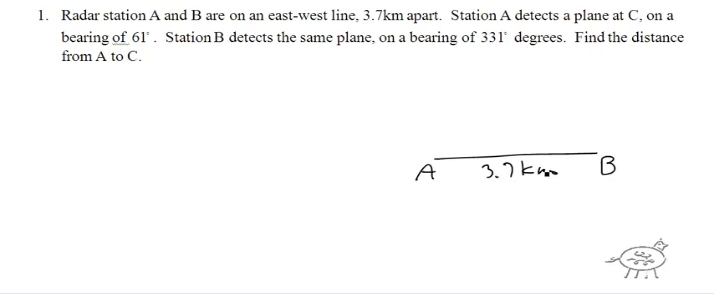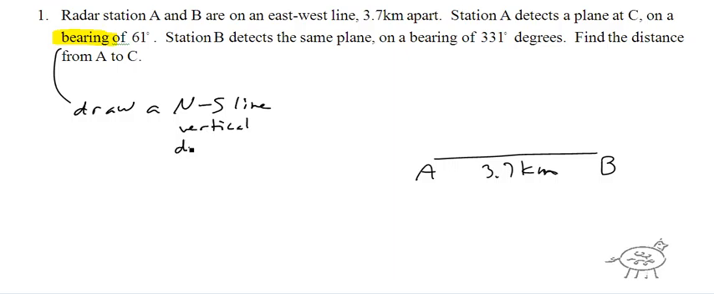Okay, station A detects a plane. So station A detects a plane, that's our plane at C, on a bearing. Now, I'll tell you, man, this is a key word. When you see this word bearing, math fans, what you need to draw is a north-south line. So basically, you're drawing a vertical line.